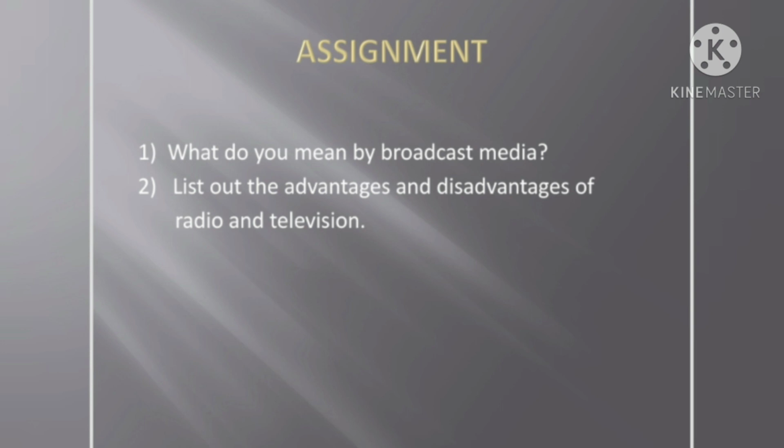To wind up this session, today we have discussed broadcasting media. To be more specific, we have talked about television as well as radio, and we have discussed the strengths and limitations of both. So, as an assignment, please write what you mean by broadcast media, and also list out the advantages and disadvantages of radio and television and present it on time.